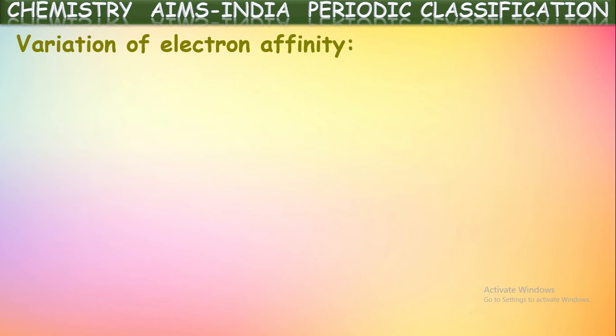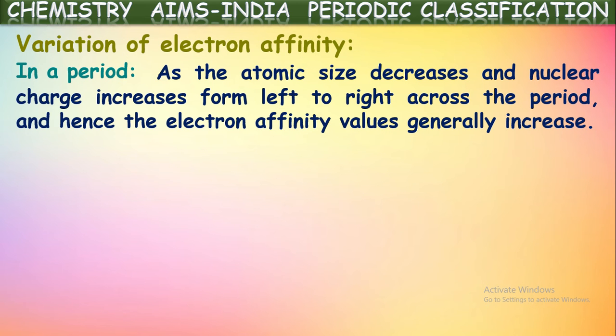Variation of this electron affinity in the groups and periods. First let us see in a period. As atomic size decreases and nuclear charge increases from left to right in the period, electron affinity values generally increase. Yes, as the size decreases and nuclear charge increases, the tendency of attracting or taking an electron into it will increase, because the nuclear charge will be much greater as size decreases. So it can attract the outer electron very easily and hence it can accept.